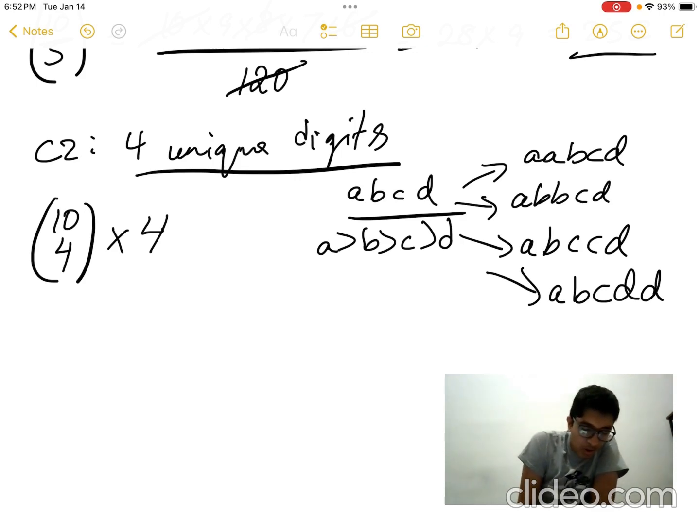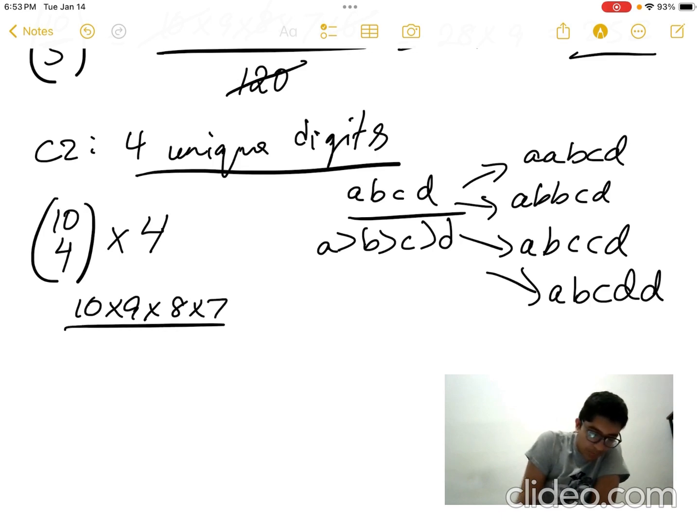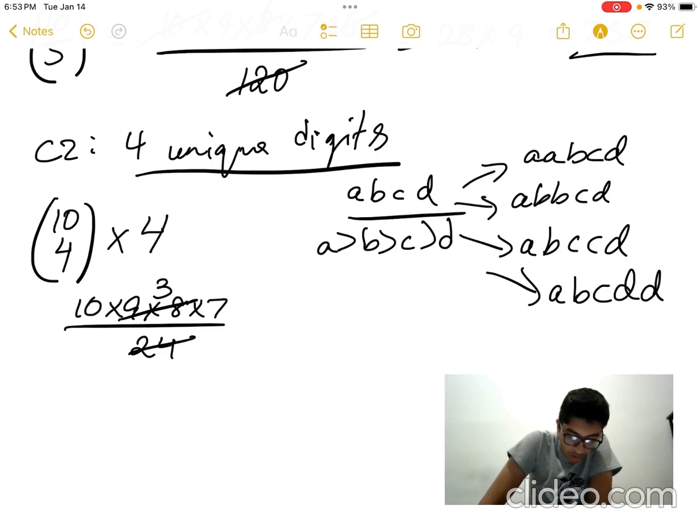So in this case, let's calculate 10 choose 4: 10 times 9 times 8 times 7 divided by 24. So 10 choose 4 is 210.